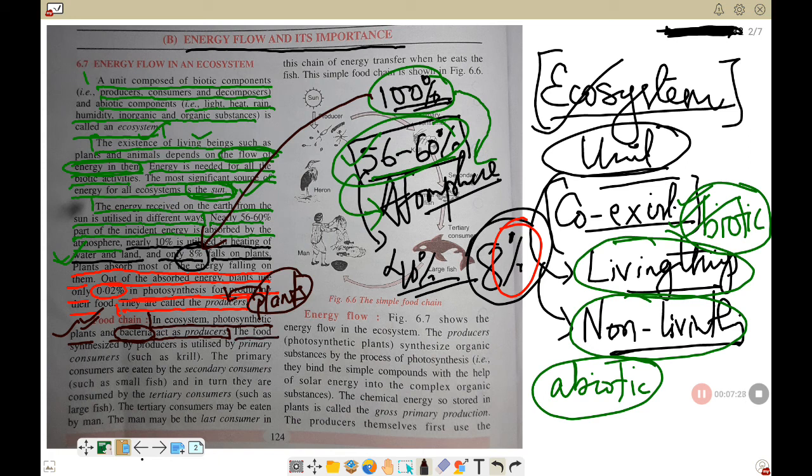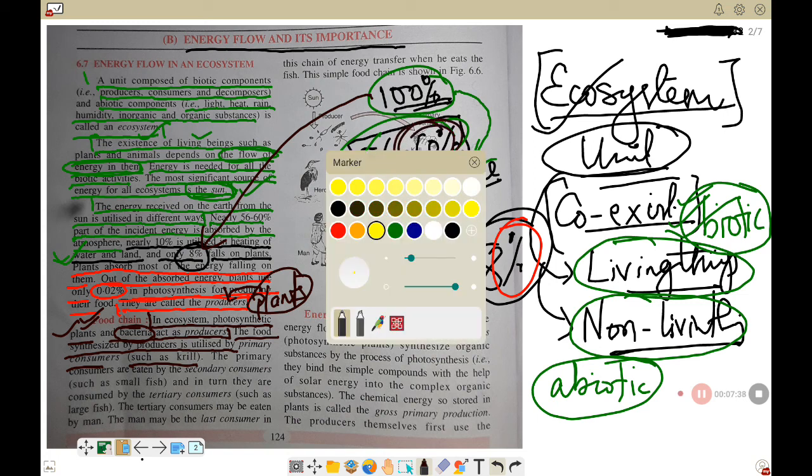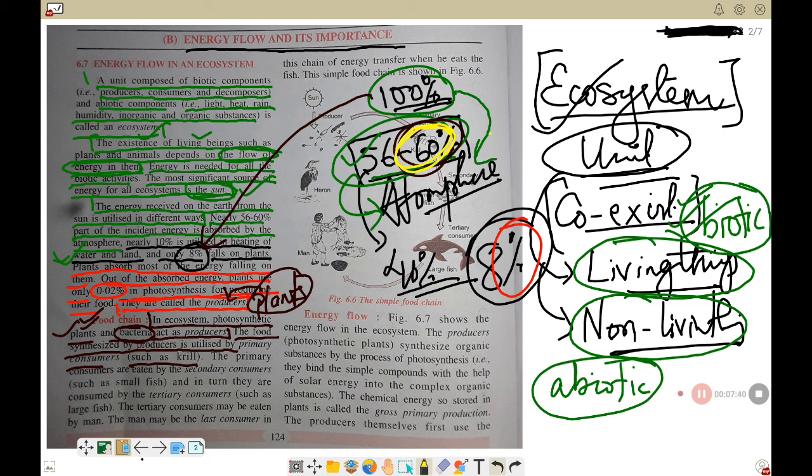The food synthesized by the producer is utilized by primary consumers such as krill. So if you see the figure, you can follow your book. In the book you will see that here is the krill. The primary consumers are eaten by secondary consumers such as small fish. So here we have the small fish. Please follow your book, you'll see this figure.